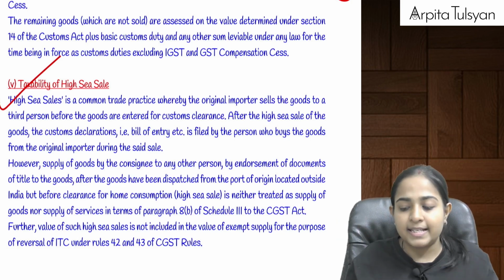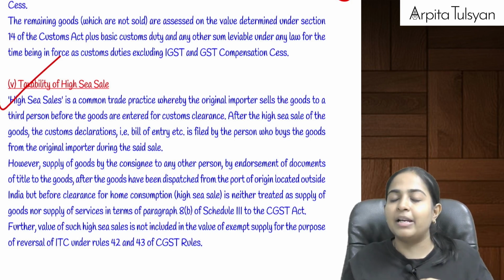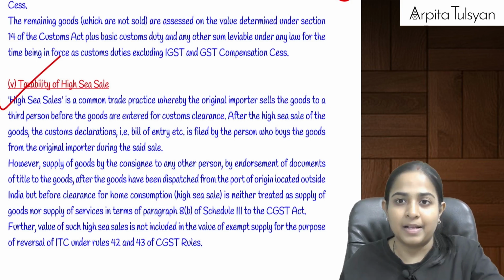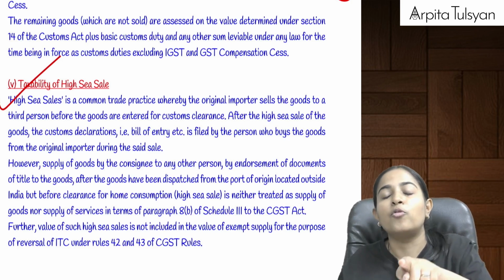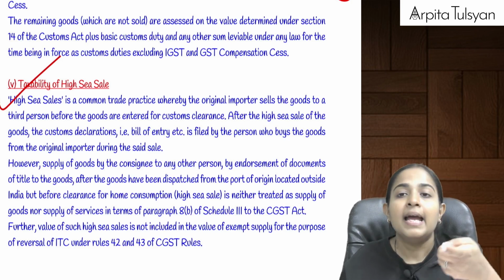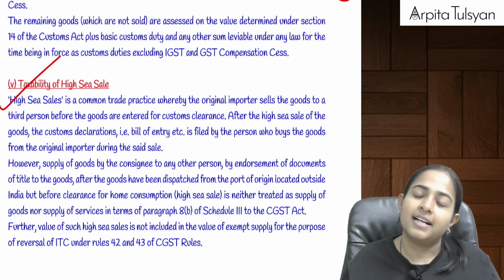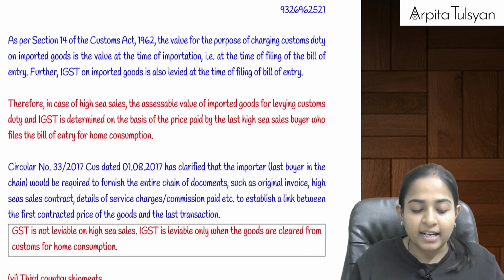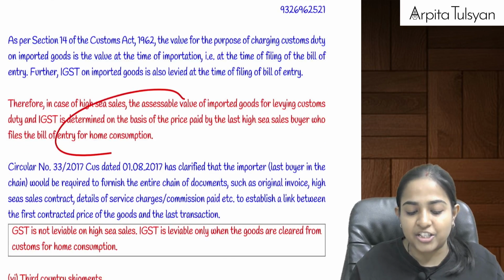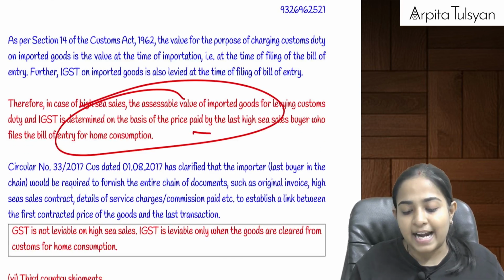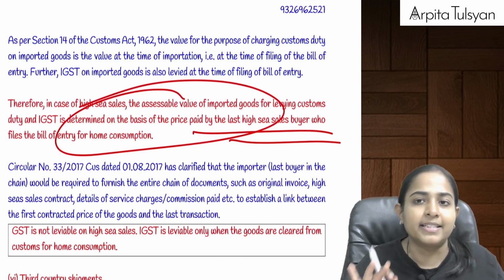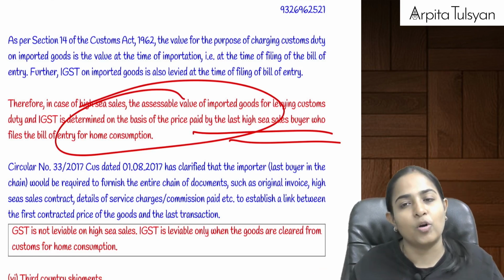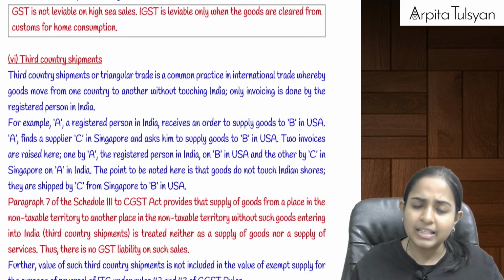Possible? Yes, possible. So in that case, again, I am relieved of all the liability of customs and GST, and the high sea sale buyer, the person who has purchased from me, will be liable to pay the customs as well as the IGST. Are you clear with this? And whatever is the transaction price, the price at which that buyer has purchased it, on that price customs will be payable, and on that price IGST will also be payable. Are you clear till here?